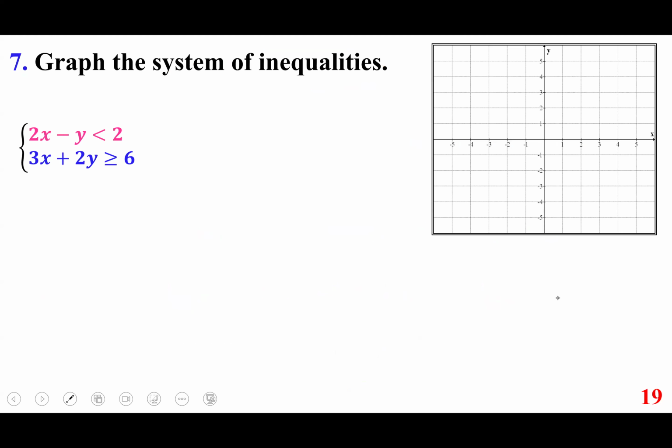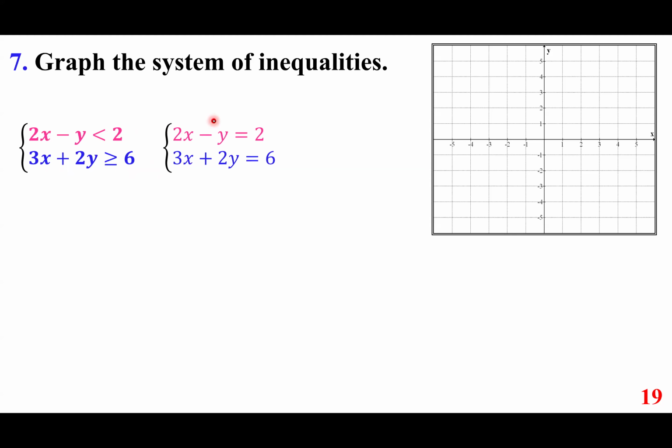So having said that, let's look at systems of inequalities and their graphs. To do that, let's change each inequality to an equality. 2x minus y less than 2 becomes 2x minus y equals 2. 3x plus 2y larger than or equal to 6 becomes equals also. And this is a simple line.